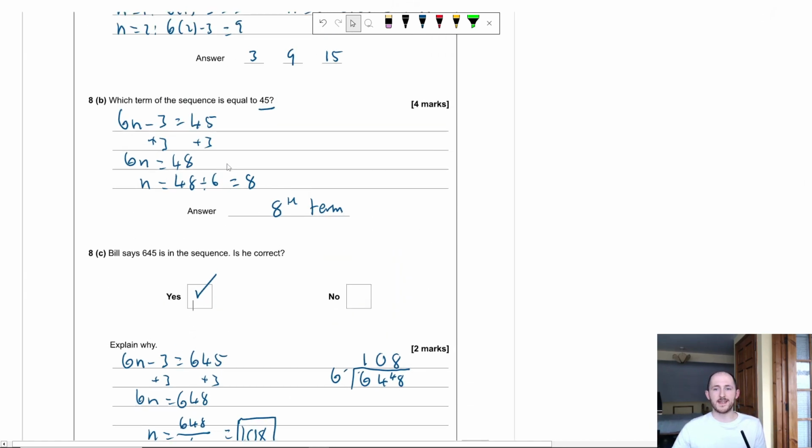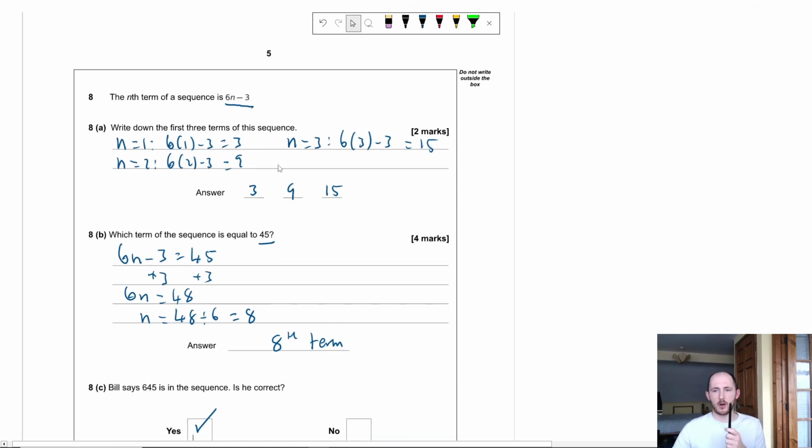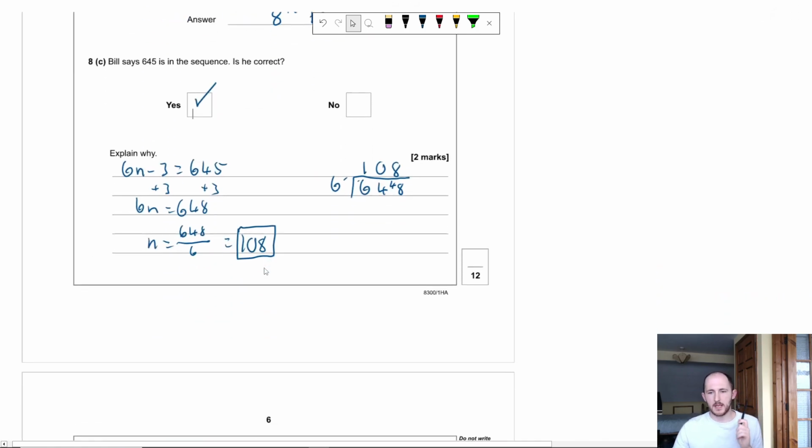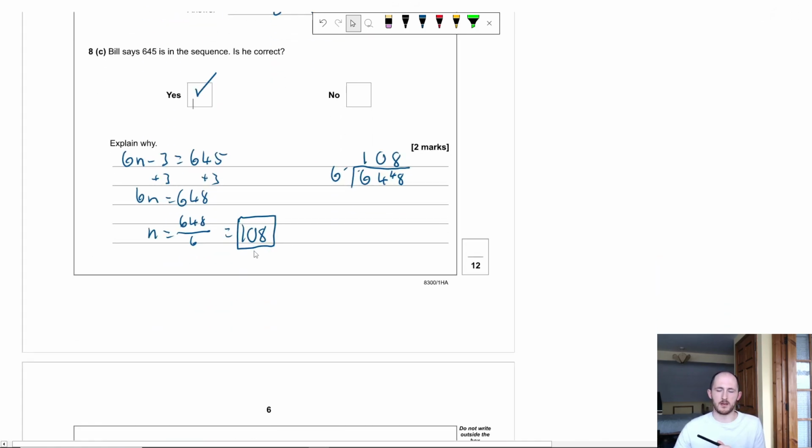Because think about it, what is n? It tells you what place you are in the sequence. First, second, third, fourth. Can you have 1.5th in the sequence? 2.37th in the sequence? No. Imagine you're running a race, right? And you have 10 people in the race. Can there be a 1.5th person? No, right? So it has to be a whole number. So, whole number, so it is.